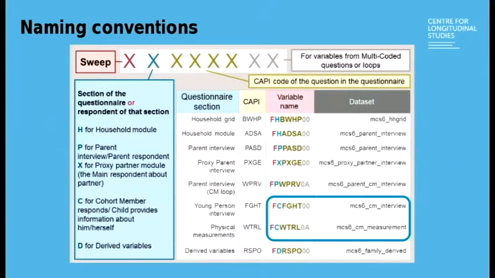The naming conventions of MCS apply also in the accelerometer and time use diary data. The first letter of the variable name signifies the sweep. It is F for sweep 6. The second letter is for the respondent, and in both the accelerometer and the time use diary data, it's C, because the child, the cohort member, provides us with data.